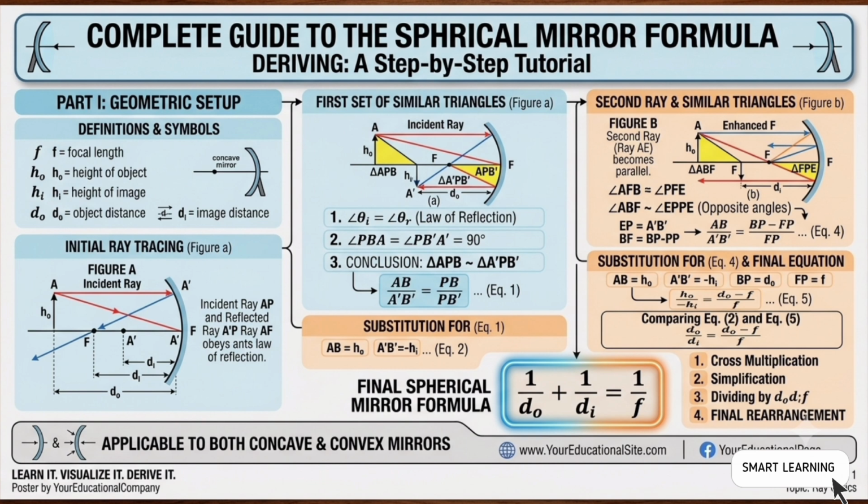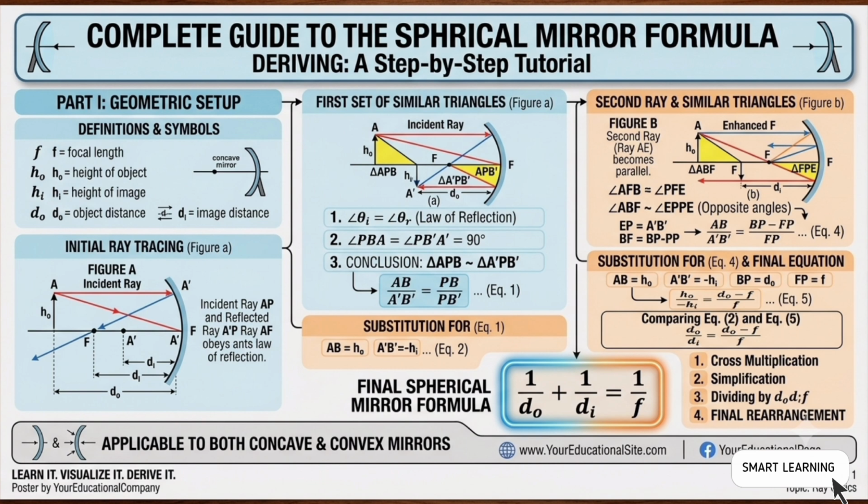Because the angle of incidence perfectly equals the angle of reflection, and both triangles share a right angle, they are mathematically similar. That means the ratio of their heights, AB over A'B', is perfectly equal to the ratio of their base lengths, PB over PB'. And there we have it, our equation 1.